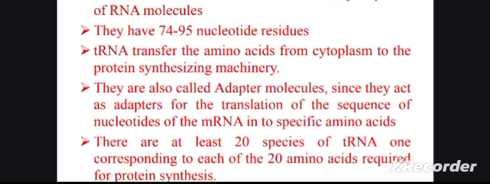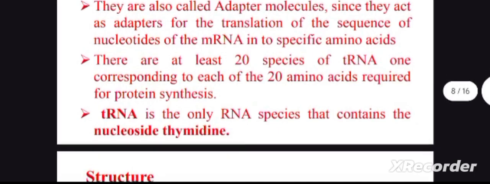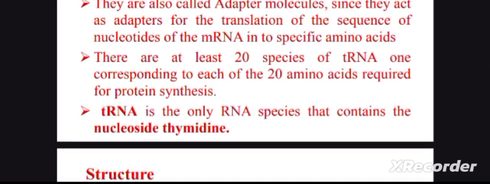Next you see the cloverleaf model structure of tRNA. They are called adapter molecules since they act as adapters for the translation of the sequence of nucleotides of the mRNA into specific amino acids. There are at least 20 species of tRNA, one corresponding to each of the 20 amino acids required for protein synthesis. tRNA is the only RNA species that contains the nucleoside thymidine. Remember this word, nucleoside thymidine.